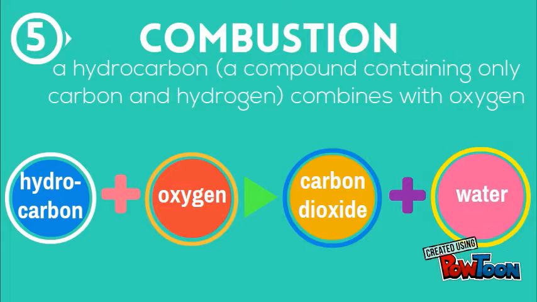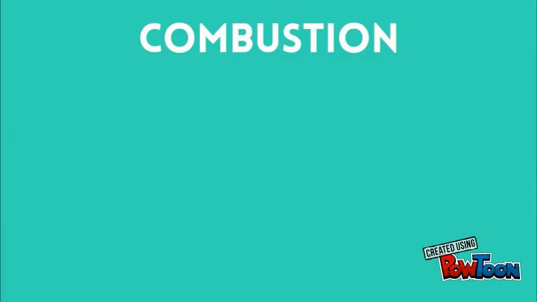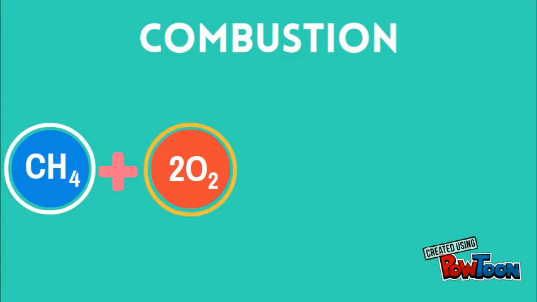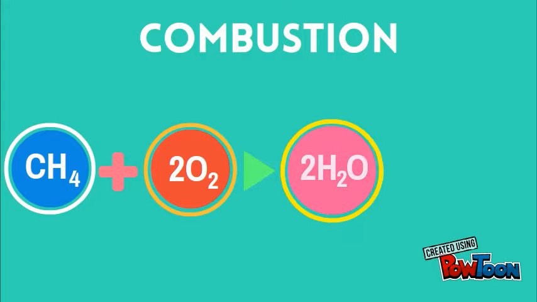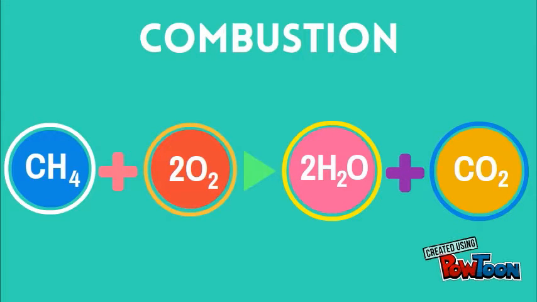Fifth is combustion, where a hydrocarbon, a compound containing only carbon and hydrogen, combines with oxygen to form carbon dioxide and water. For example, the bonds in the methane and oxygen come apart. The atoms are arranged to form water and carbon dioxide.